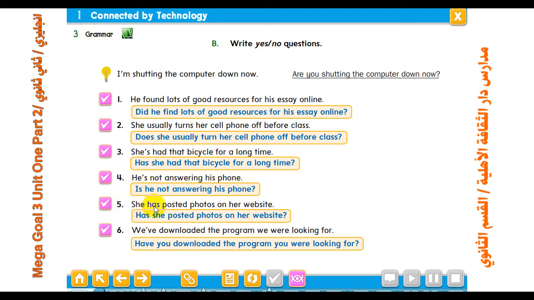Number 5, she has posted photos on her website. I begin with has. It becomes: has she posted photos on her website?